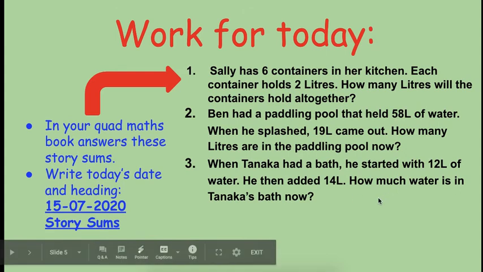Number 3. When Tanaka had a bath, he started with 12 liters of water. He then added 14 liters. How much water is in Tanaka's bath now? And the special word? Added. So what does that tell us to do?